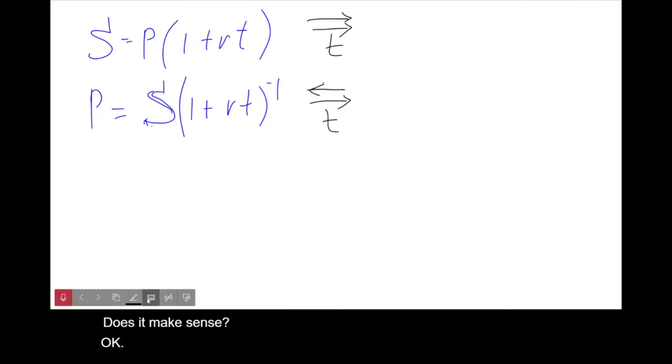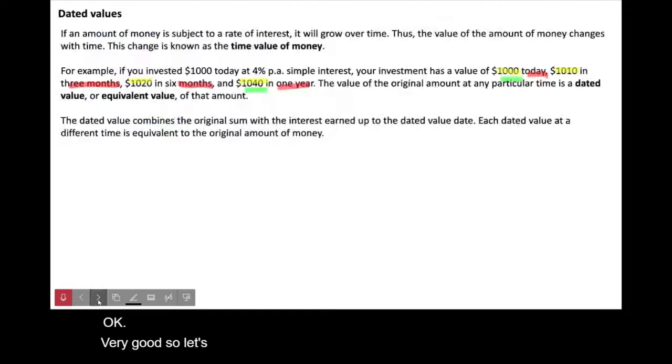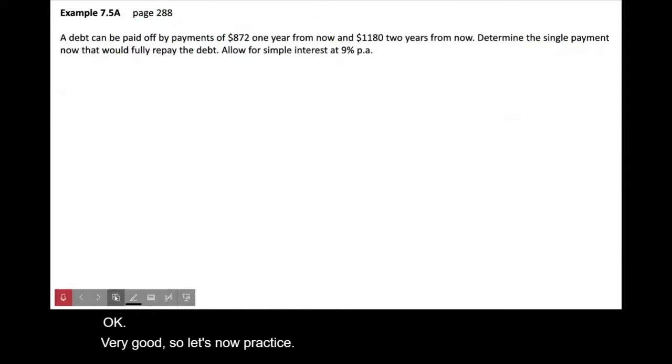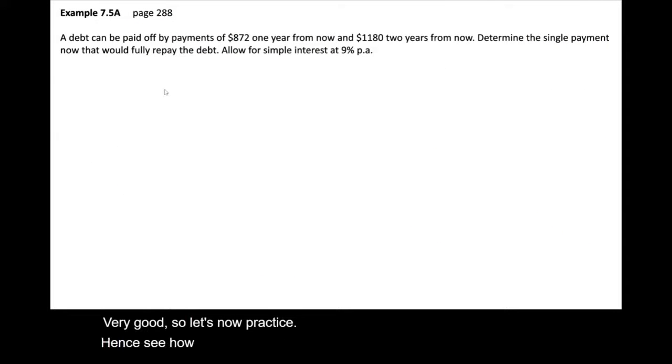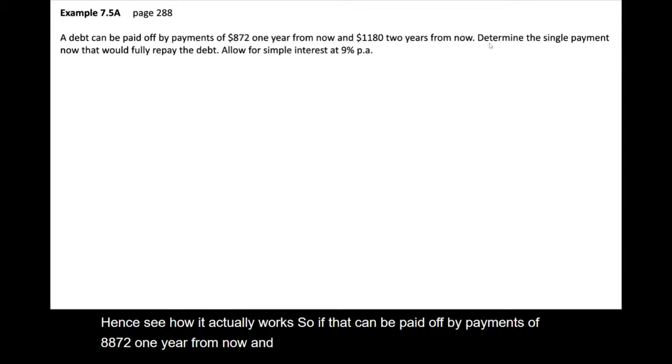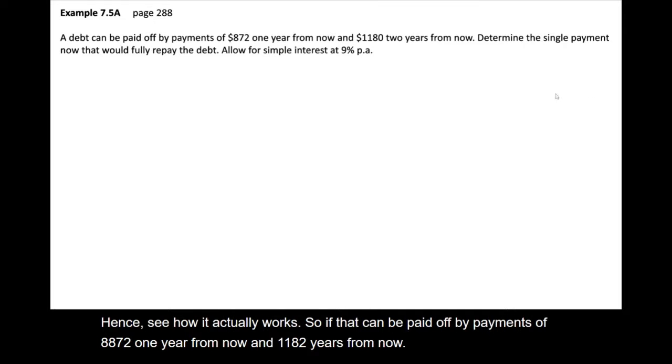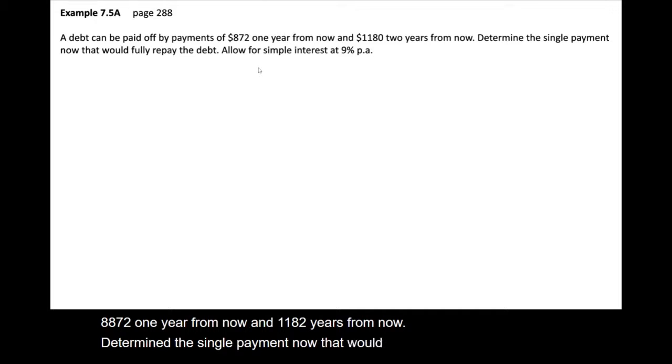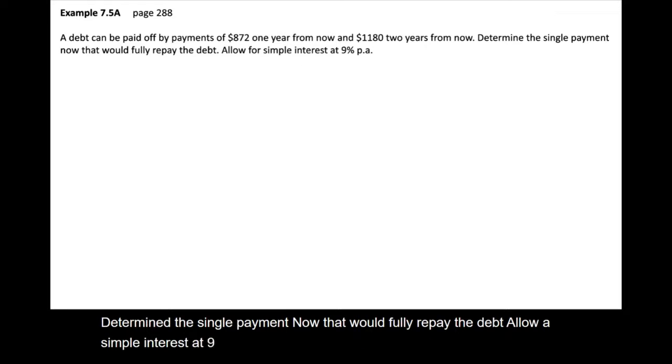Okay, very good. So let's now practice and see how it actually works. So a debt can be paid off by payments of $872 1 year from now and $1,180 2 years from now. Determine the single payment now that would fully repay the debt. Allow simple interest at 9% PA.